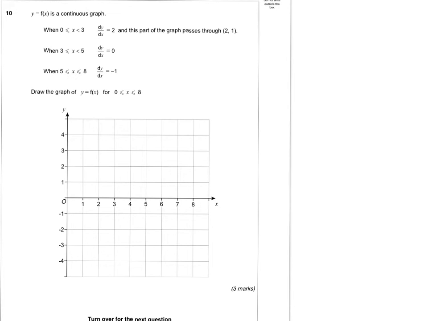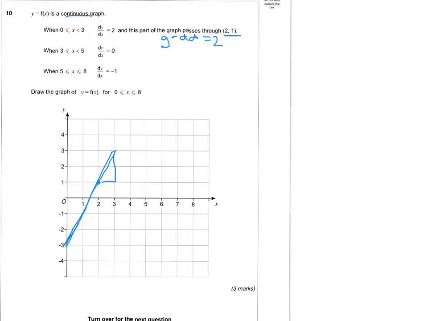Question 10. f is a continuous graph, so it's got no gaps. dy by dx equals 2, so that means the gradient equals 2 from 0 to 3, and it passes through the point (2, 1). So along 2, up 1. So it goes through that point there, and it's got a gradient of 2, which means it's going to go along 1, up 2. So it looks something like that. Oops, that should hit -3. I would use a ruler in an exam.